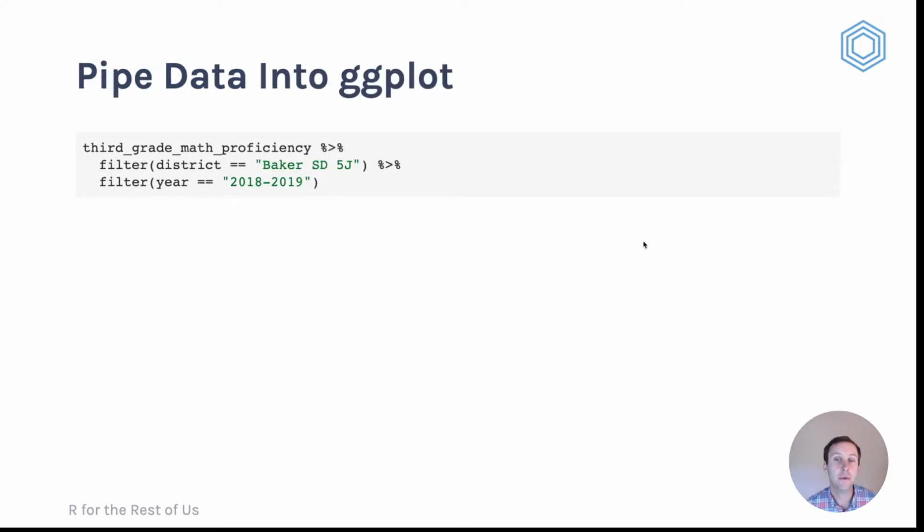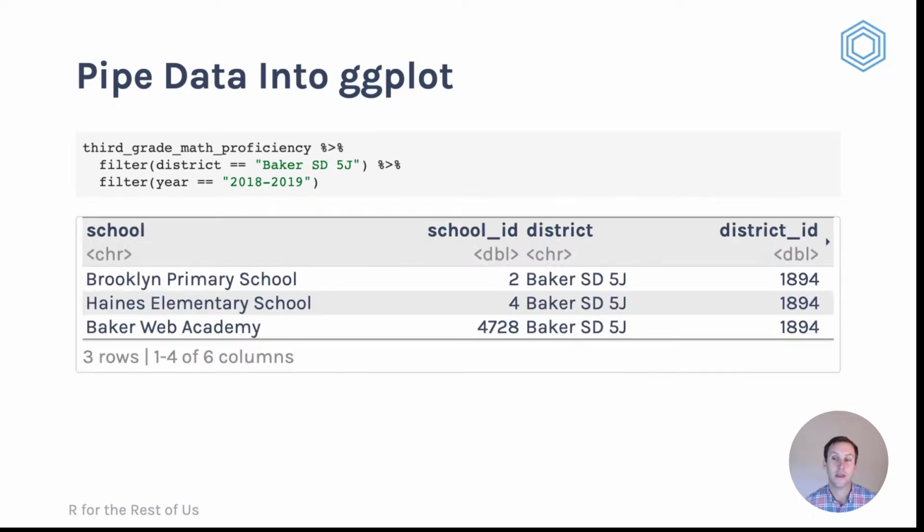We can actually pipe this data into ggplot, and it becomes particularly effective when we want to, for example, do some filtering beforehand. So I could say, for example, if I only want to look at Baker School District 5J, for some reason in Oregon they put these weird 5J, 1J things at the end of district names. In any case, we want to filter district equals Baker SD 5J, and then we also want to only include 2018, 2019 data, we could do it like that. And that would display the results of what we would get.